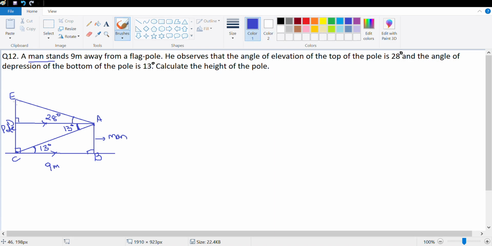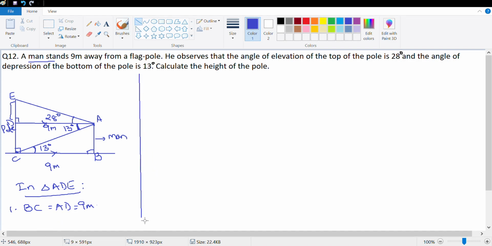So let's look at first triangle ADE. In triangle ADE, I need to calculate ED, and this is 9 meter, which means this will also be 9 meter. So let's just write that down. BC is equal to AD is equal to 9 meter. Perfect. So what function could we use? We have the adjacent and we have the opposite, which means tan. So tan 28 degree would be equal to DE upon 9.